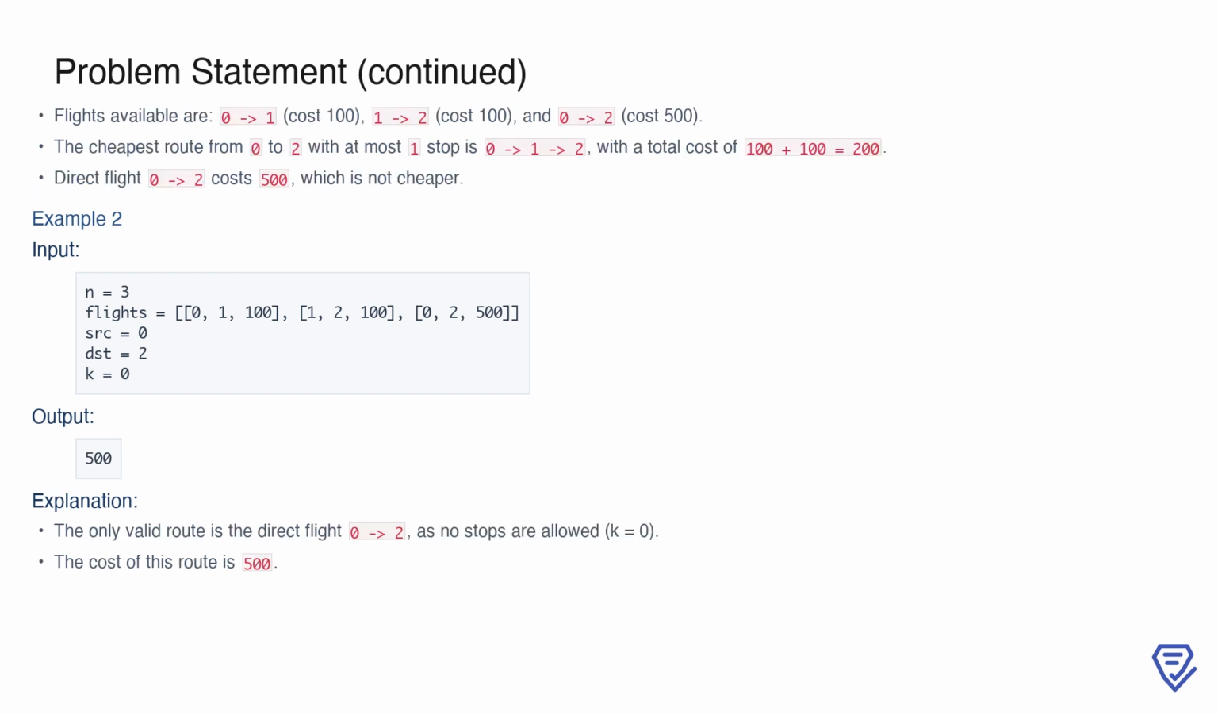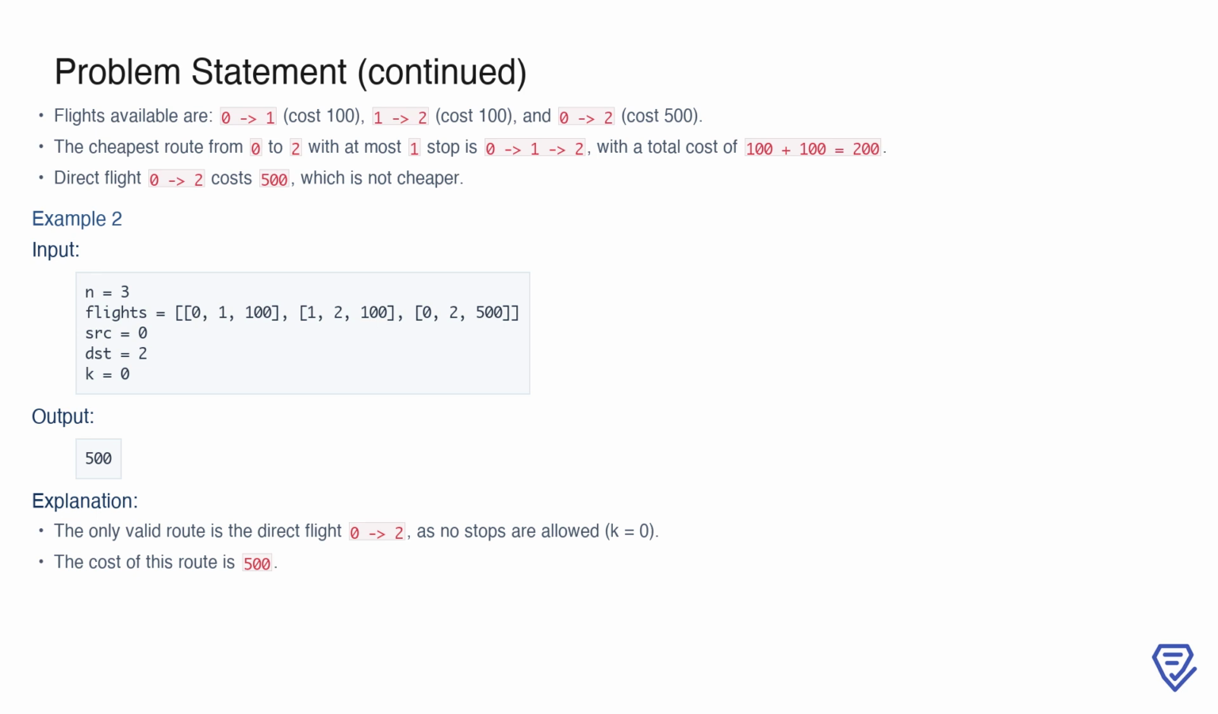To solve the given example, we evaluate the available routes. The first route is a two-leg journey, from city 0 to city 1 for 100, and then from city 1 to city 2 for another 100. This totals to a cost of 200 and involves exactly one stop, which is within the allowed limit. The second option is a direct flight from city 0 to city 2, which costs 500. Since we are looking for the cheapest option, the route 0-1-2 with a total cost of 200 is the optimal solution.